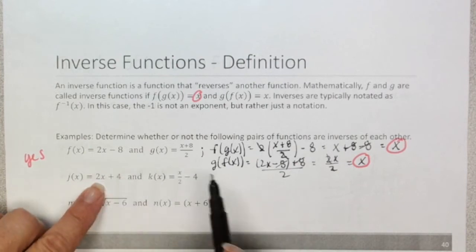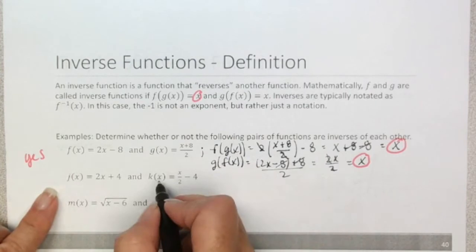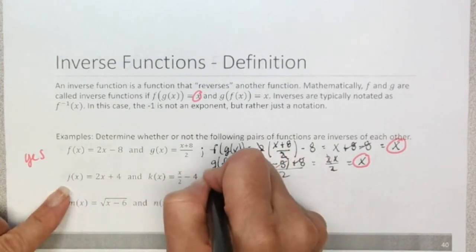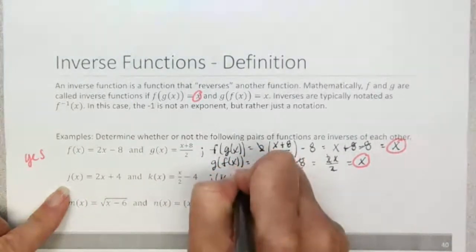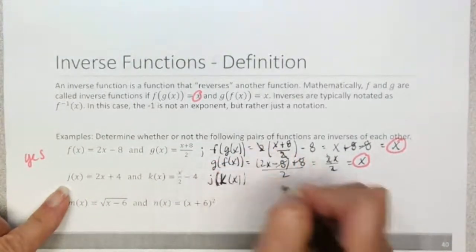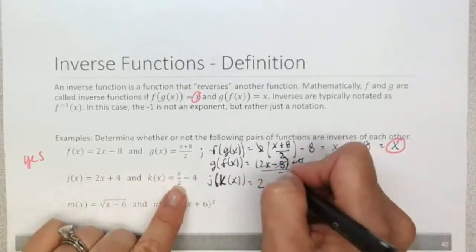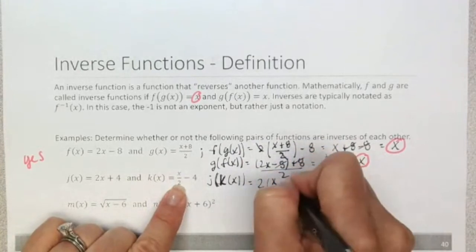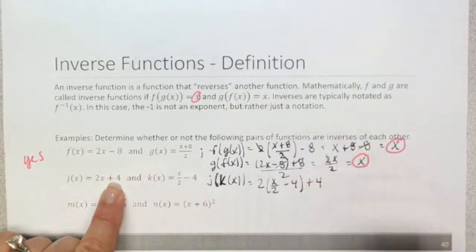j of x is 2x plus 4. k of x is x over 2 minus 4. Well, at first glance, it kind of looks like maybe those are inverses too, but we better not jump to a conclusion. Let's go ahead and compose, let's do k of x into j of x. Let's find j of k of x. That's going to be 2 times, and then k of x is x over 2 minus 4. And I've also got this plus 4.